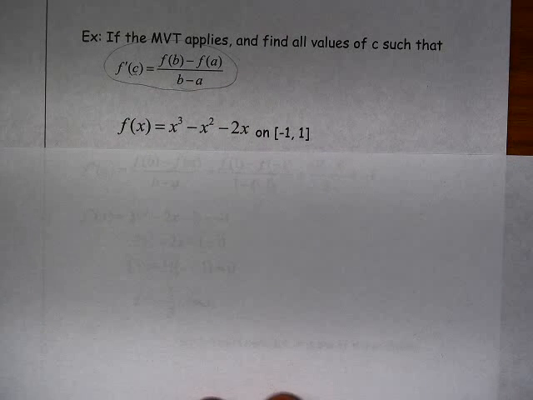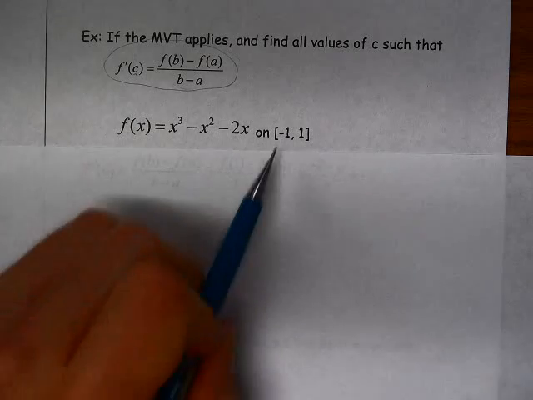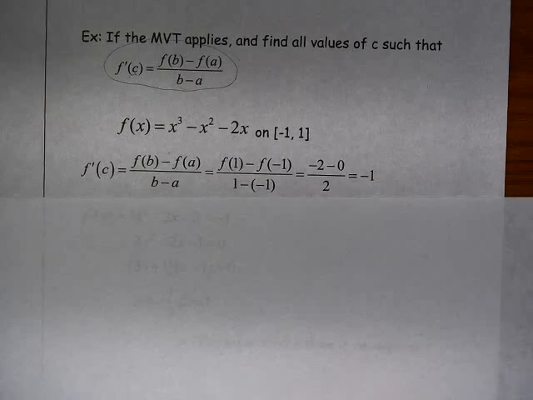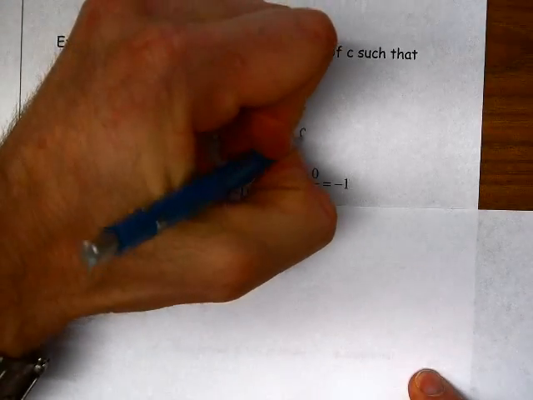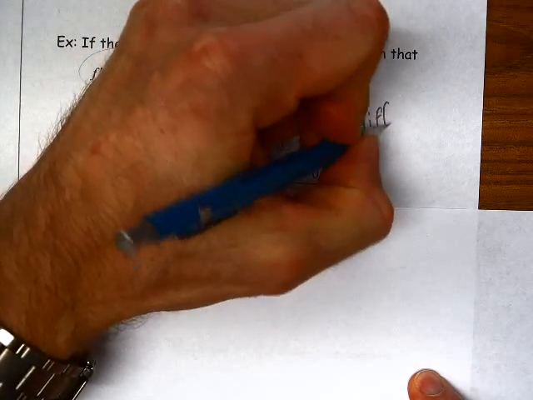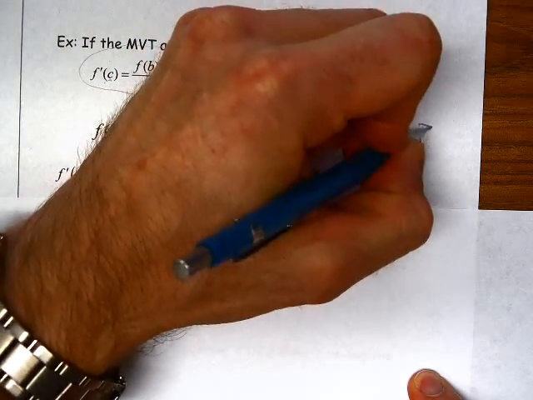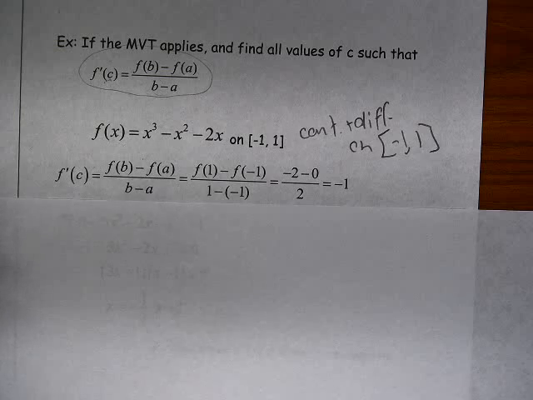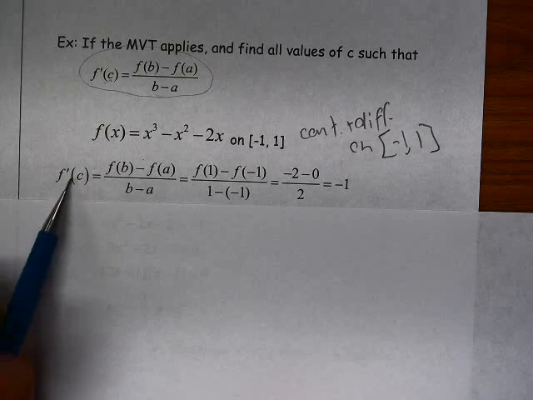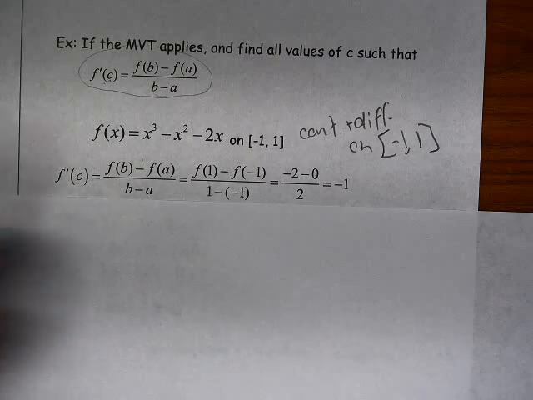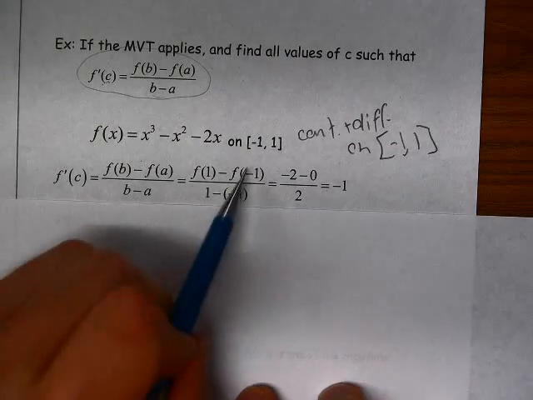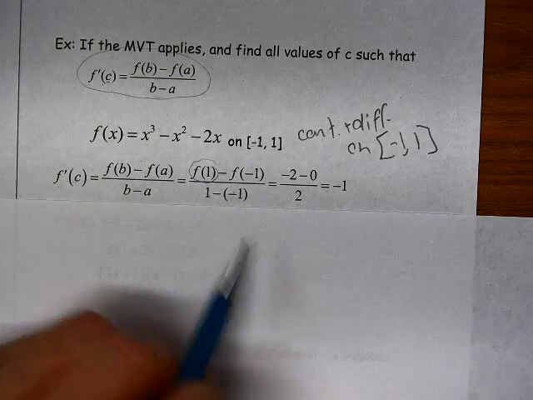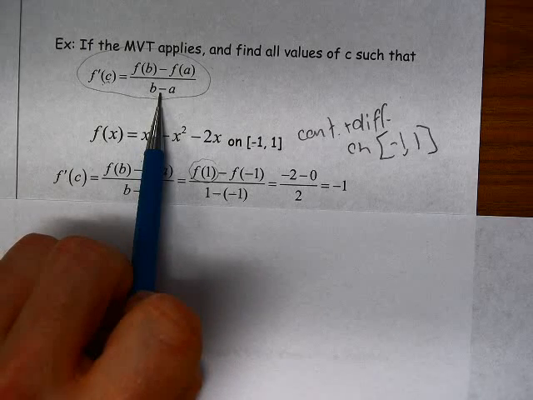Here's the function they give us, x cubed minus x squared minus 2x on the interval from -1 to 1. We know that this function is continuous and differentiable on the interval from -1 to 1. It's just a cubic, so it's continuous and differentiable everywhere. So we're trying to find where f prime of c is equal to this average rate of change. I just plug in f of 1 minus f of -1 over 1 minus -1. I'm just using this formula right here.